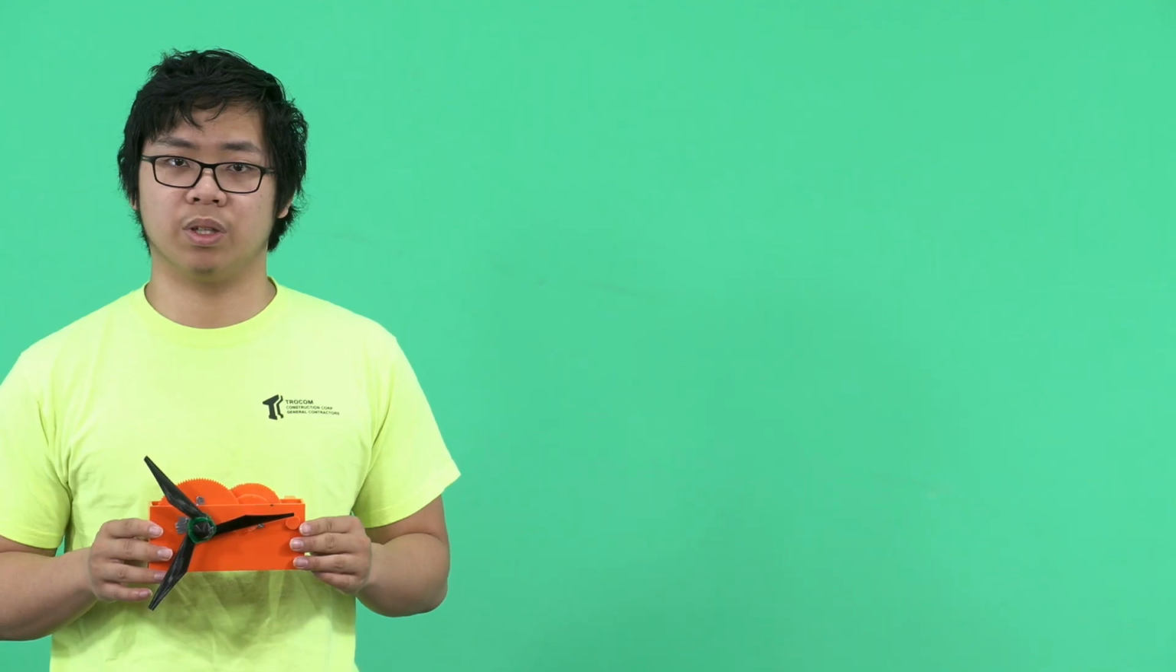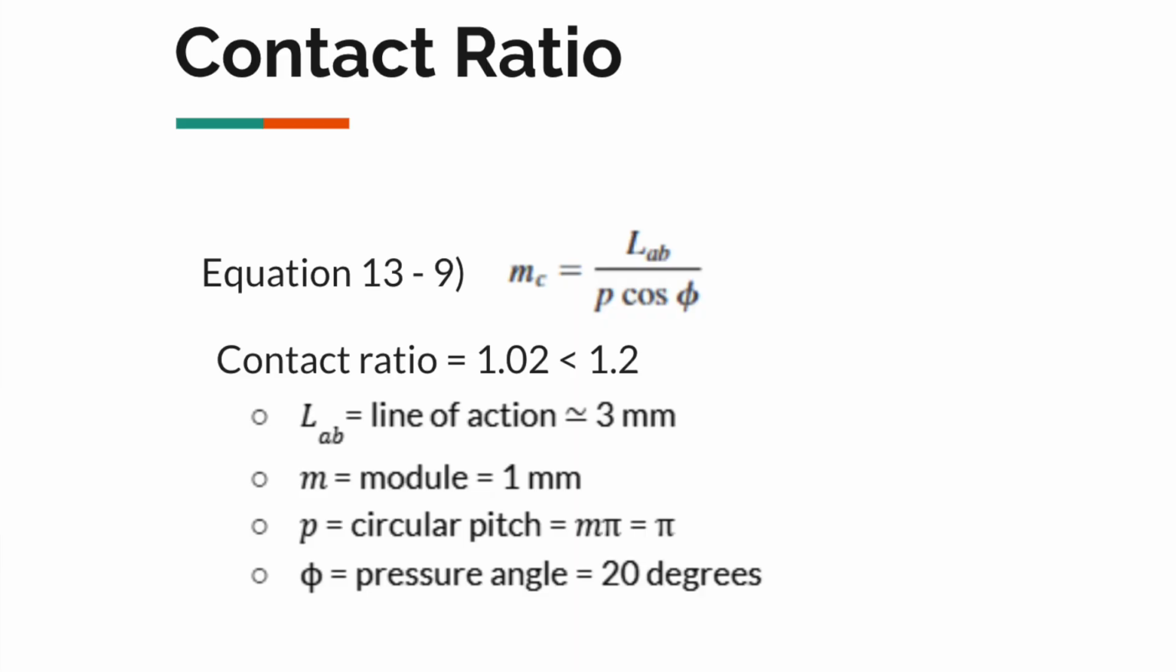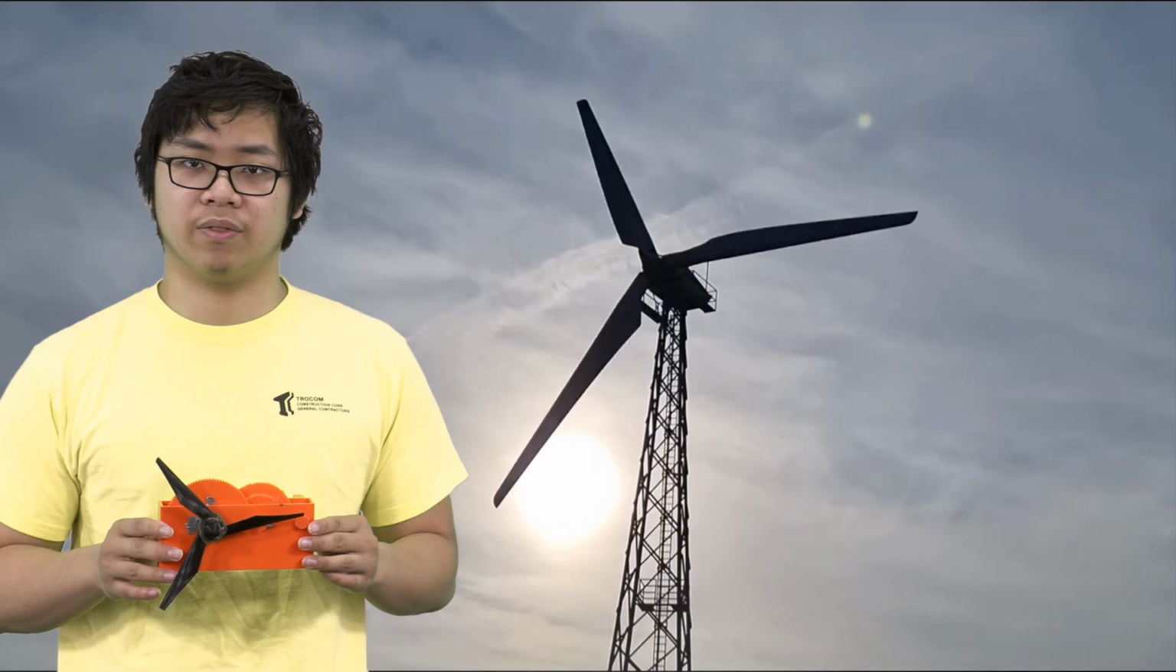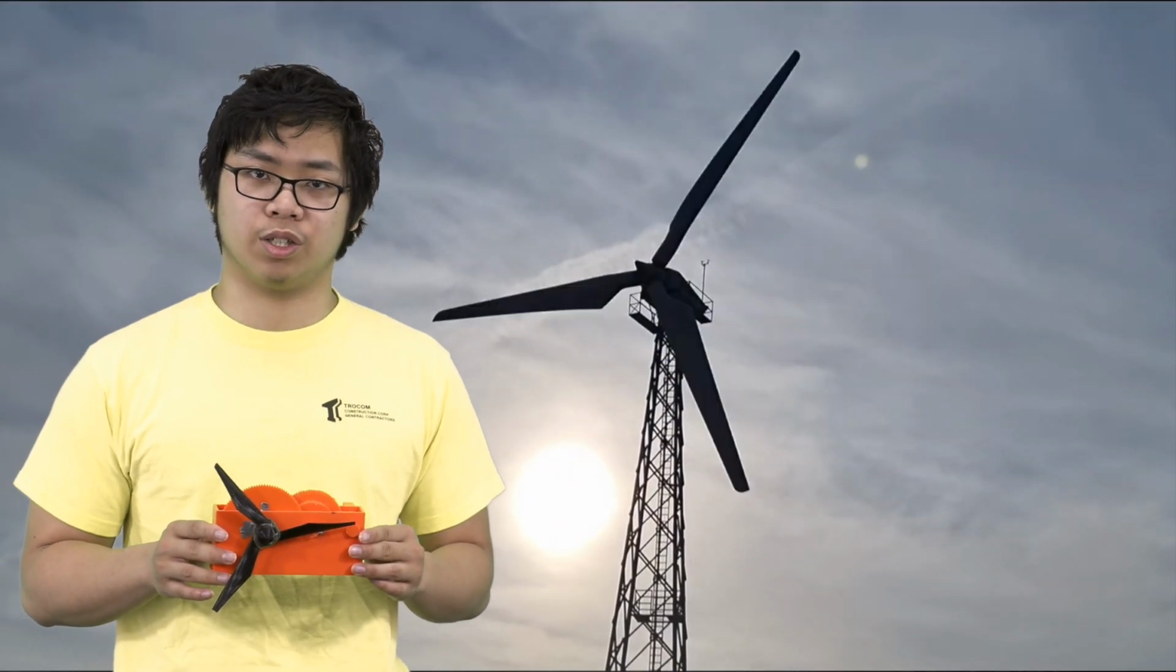Once the design was completed, a contact ratio of 1.02 was calculated, which is below the 1.2 minimum threshold. However, for a real-world wind turbine, the gears will be much larger. This would increase the line of action, thereby increasing the contact ratio.